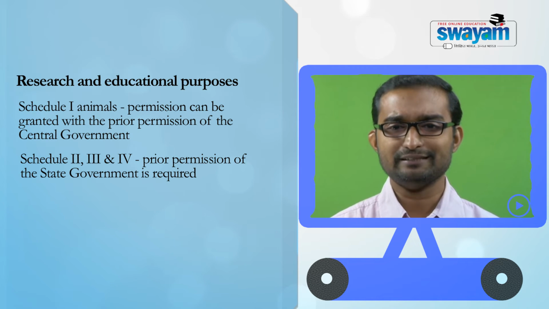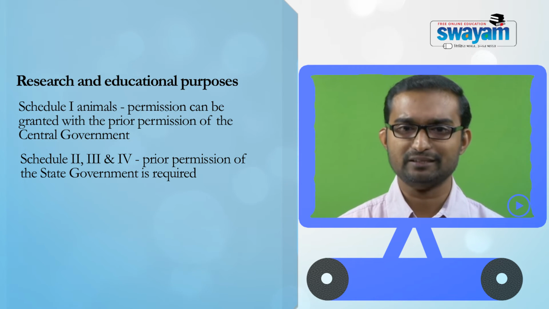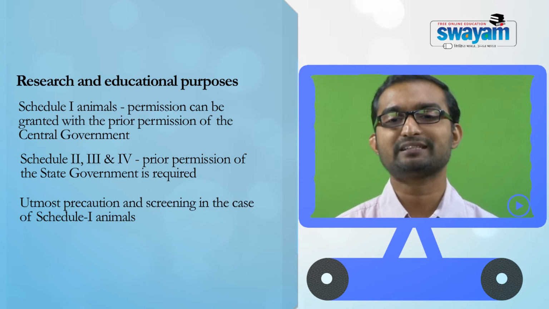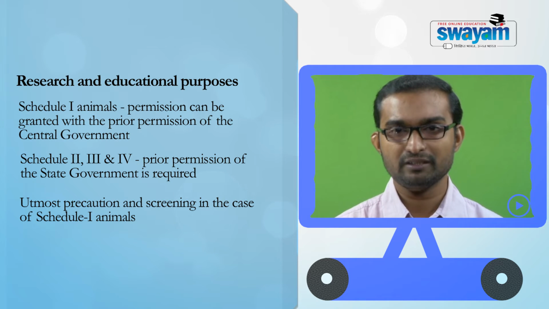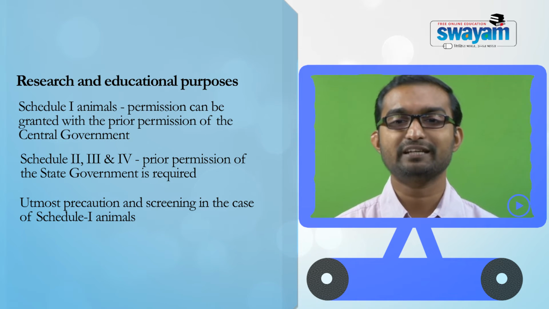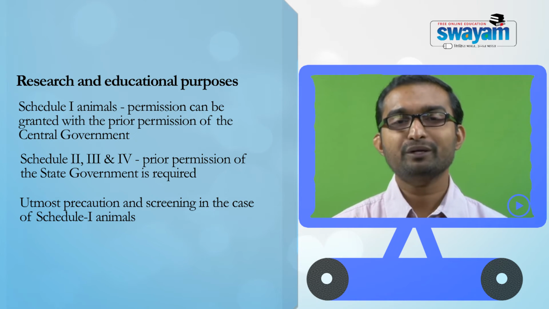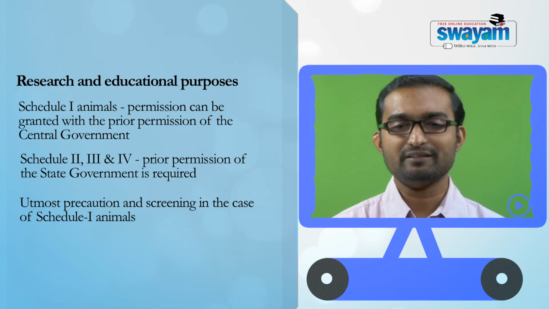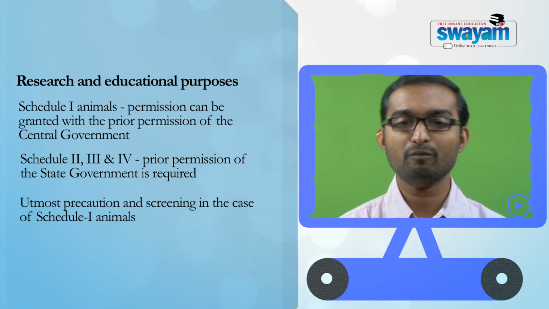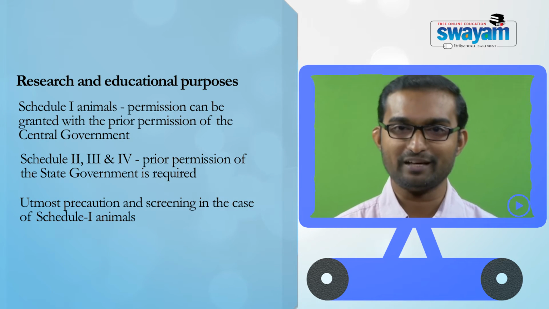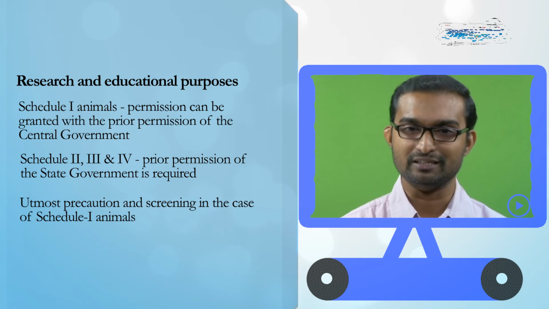So what we can see is, as far as Schedule 1 animals are concerned, utmost precaution and screening has been envisaged under the Wildlife Protection Act 1972. However, there is one issue to be discussed: how is the central government better than the state government as far as issuing this permit is concerned?